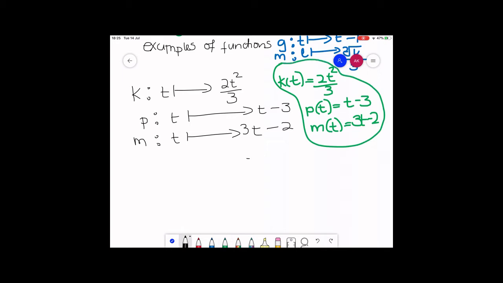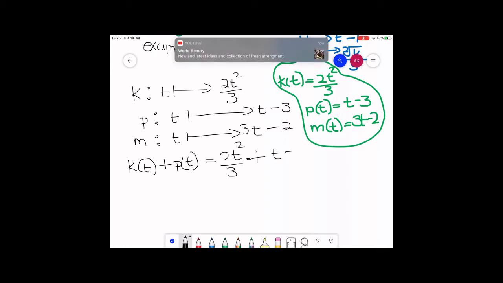Now, we would want to look at the properties of these functions. The first property is you can actually add functions. I'm going to add k(t) to p(t). These two functions can be added together, and what do we get? We get 2t squared over 3 plus t minus 3. So there we are. Now we have our addition of the two functions.